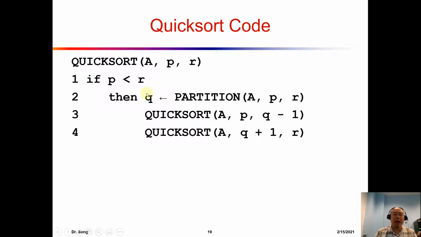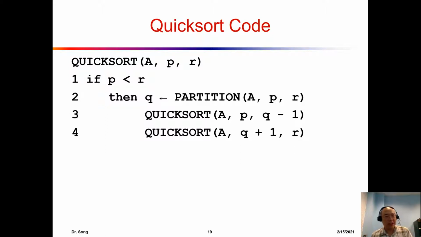After we have the middle index Q, we know that on the left side of Q, those are the values smaller than the value at index Q, and on the right side, those are values greater than the value at index Q. And then we have two parts, and we just recursively do the quicksort on the left half and then on the right half. So that's quicksort.